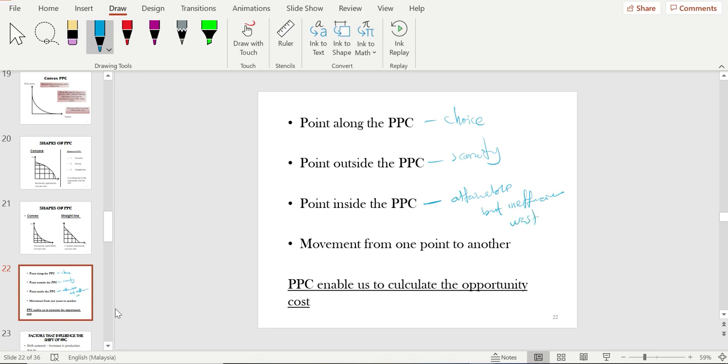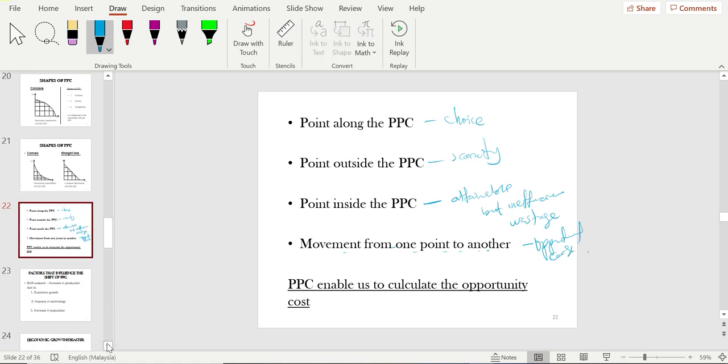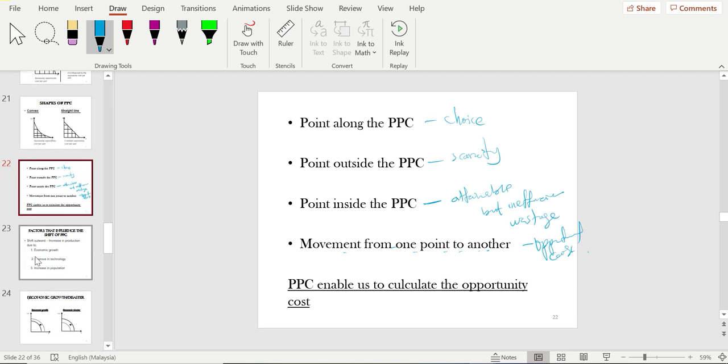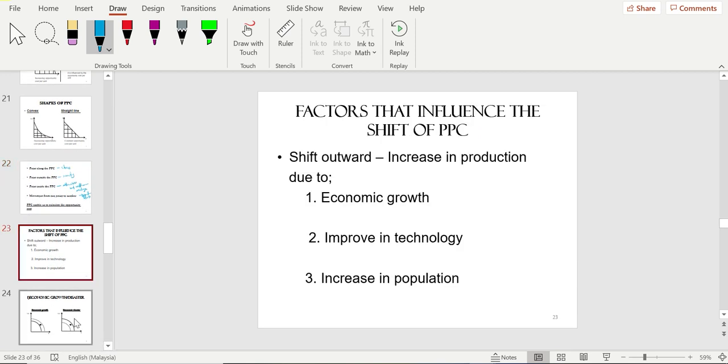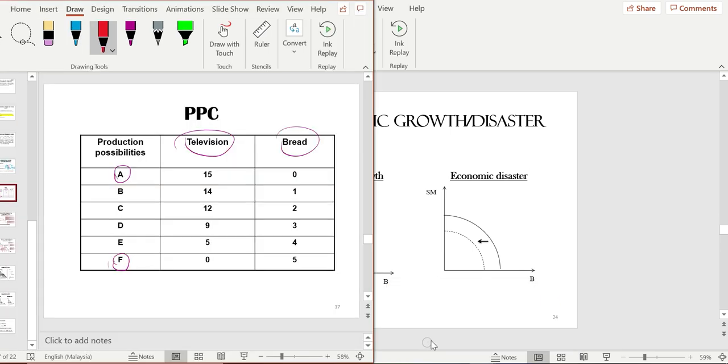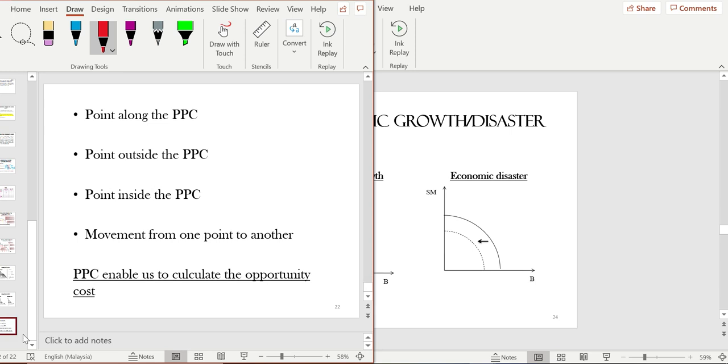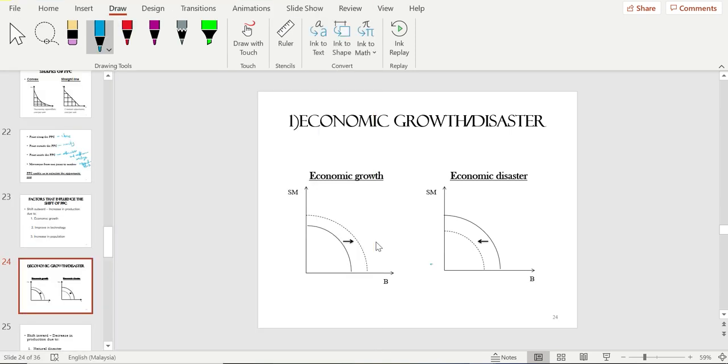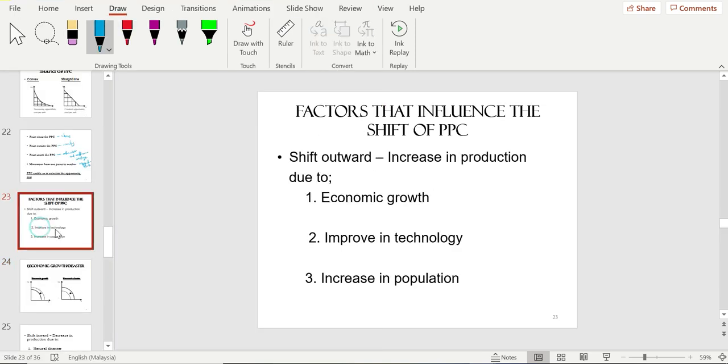Wastage, pembaziran. Movement from one point to another point, this is opportunity cost. Okay, so that's it for, oh sorry, I forgot about this one. We have another two. This one is ECO120. Tengok awak punya ada ke tak? Tak ada. You tak ada economic growth pun, economic disasters. Tapi alang-alang kan, saya cerita sedikit lah. PPC ni boleh berubah.